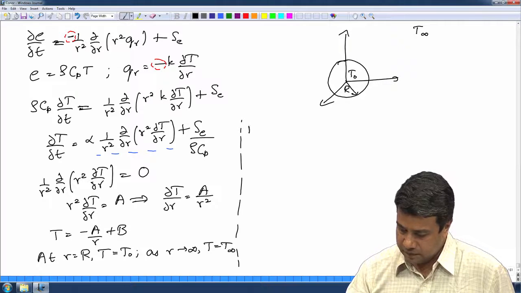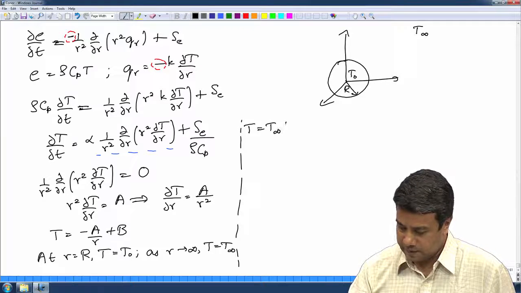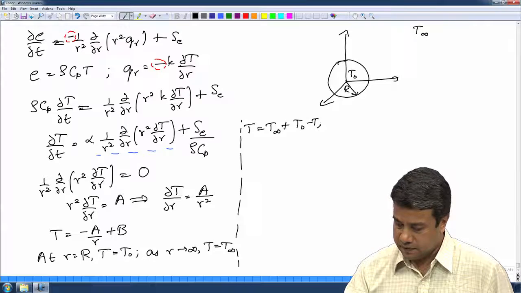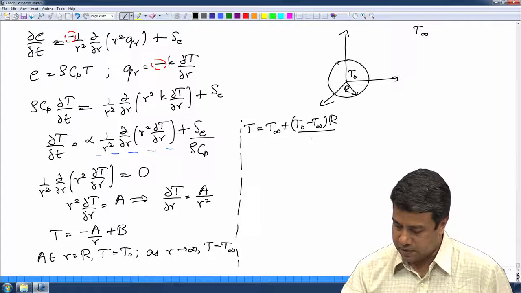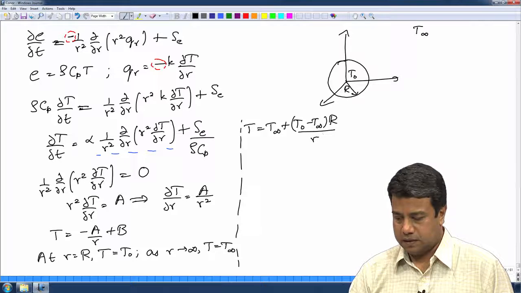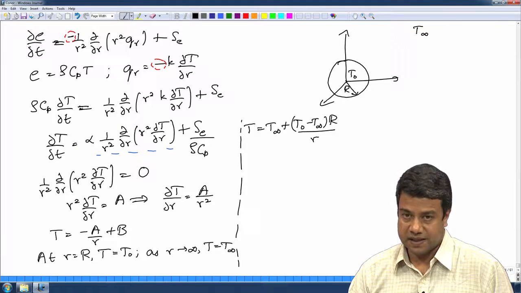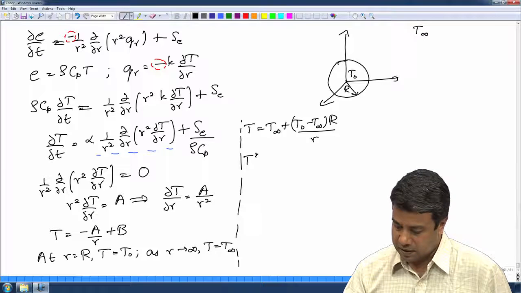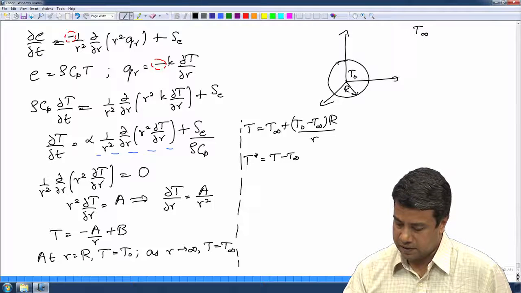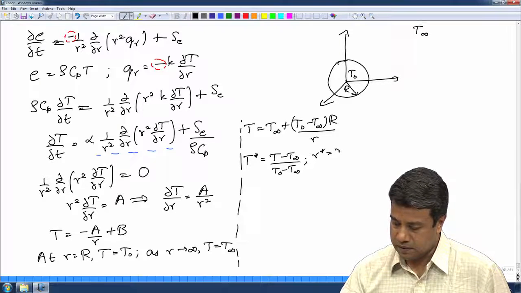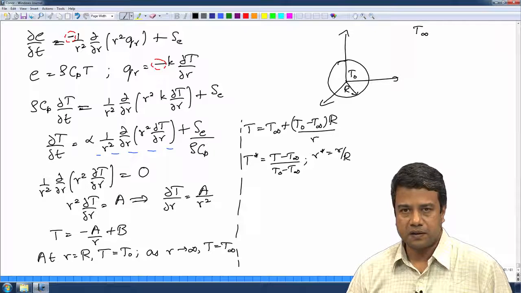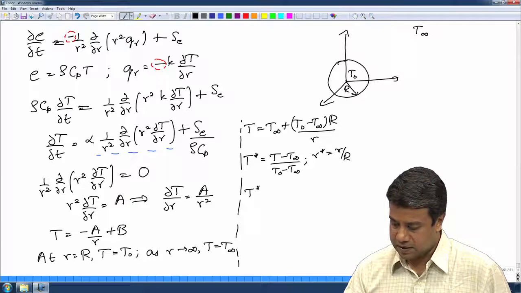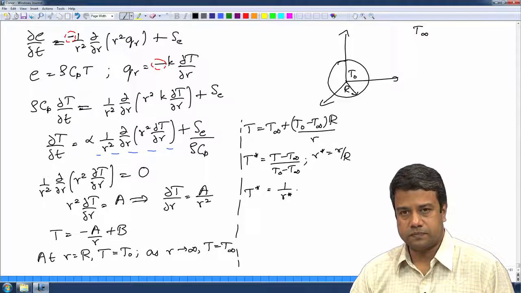And the final temperature that you will get is T infinity plus T naught minus T infinity times R by r. Alternatively, if I had done my scaling, T star is equal to T minus T infinity by T naught minus T infinity, and r star is equal to r by R. This equation could well have been written as T star is equal to 1 over r star. So, that is the temperature field.